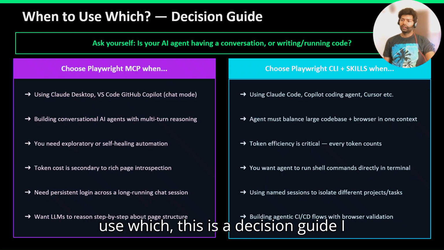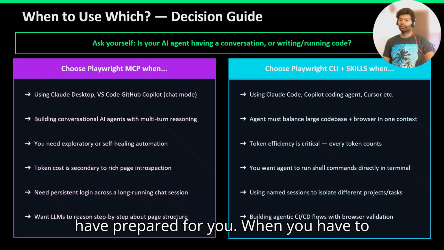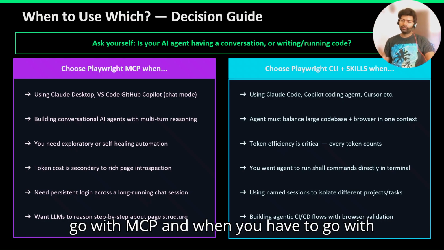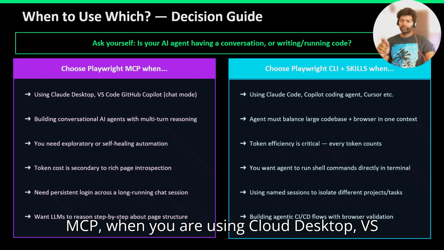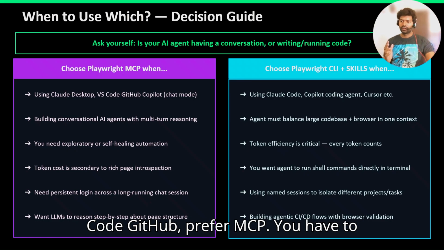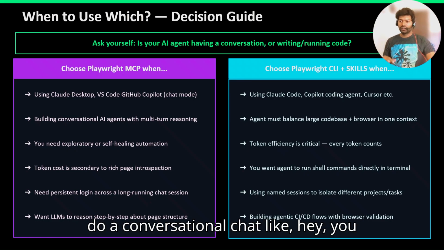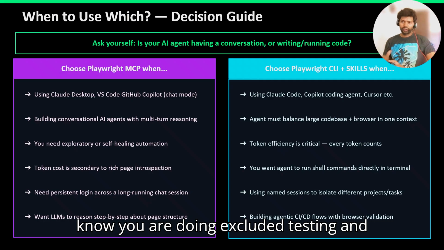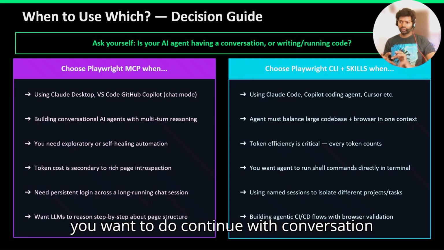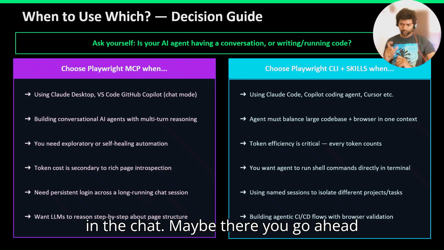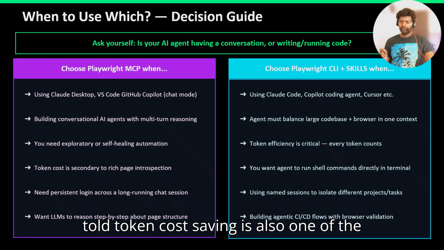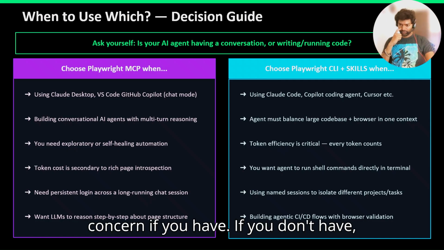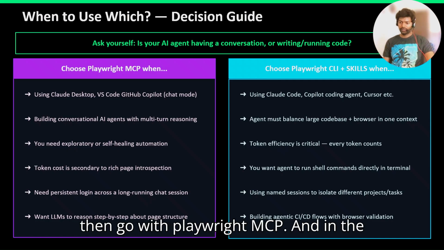When to use which? This is a decision guide I have prepared for you: when you have to go with MCP and when you have to go with CLI. When you are using Claude Desktop or VS Code GitHub, prefer MCP. If you need a conversational chat, like when you are doing exploratory testing and want to continue the conversation in the chat, there you go ahead with Playwright MCP. I already told you token cost saving is also a concern. If you don't have that concern, then go with Playwright MCP.